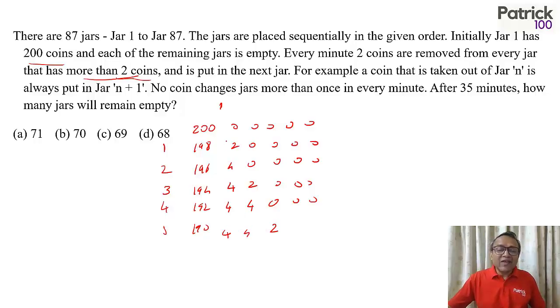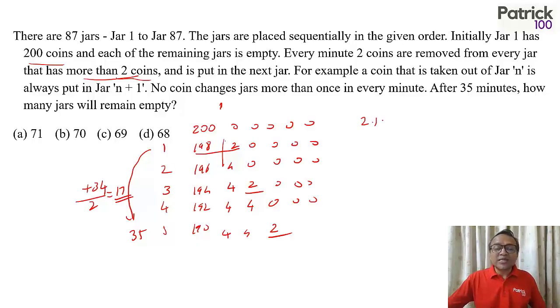So you see, initially in the first minute you have 2 jars. After every 2 minutes, 1 more jar gets filled. So when I say 1 minute to 35 minutes, that is 34 more minutes, and every 2 minutes 1 jar gets filled. That means there are 17 more jars filled. So the total number of jars filled is 2 plus 17, which is 19 jars.